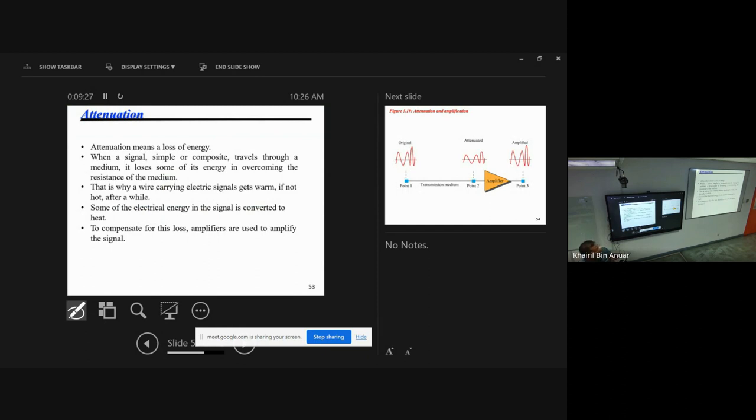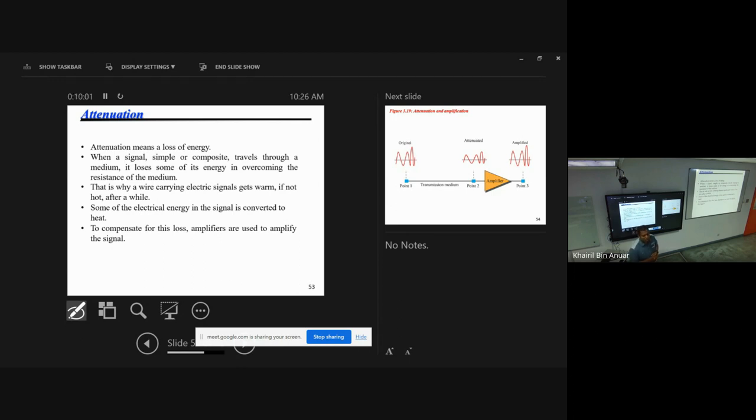Okay, so attenuation basically is the loss of energy. In here, the voltage on your vertical graph is the voltage of the signal. The voltage can, due to some impairment, be lost. Okay? So attenuation means loss of energy. So when a signal, simple or composite, travels through a medium, it loses some of its energy in overcoming the resistance of the medium.